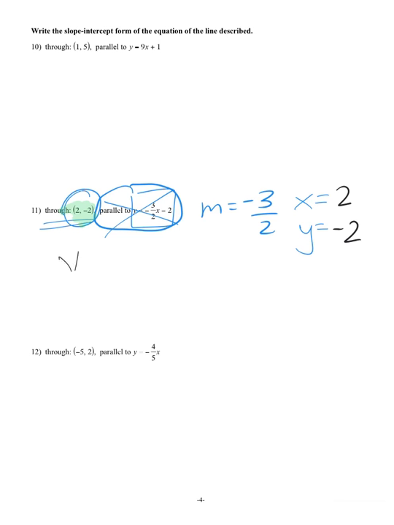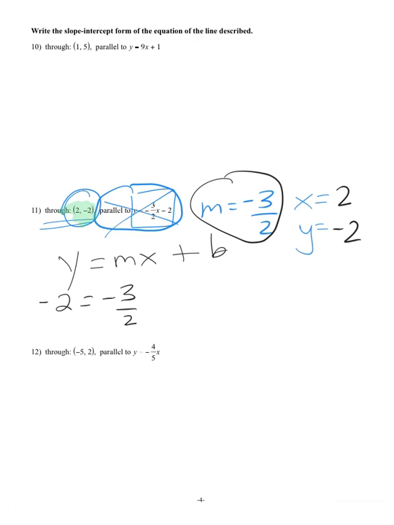So now what do you do, Wilson? Would you put it into slope-intercept form? Yep. So y is, y equals... Put your m in. -2 equals -3/2, and what's your x value? Times 2, plus b. So put this in your calculator.